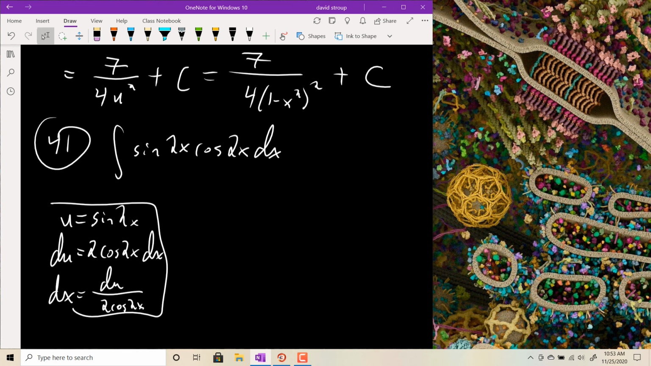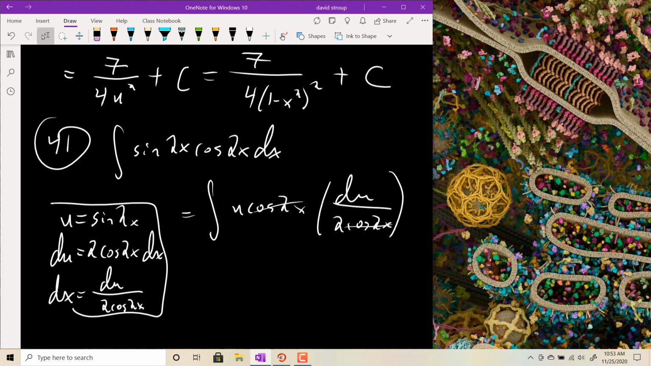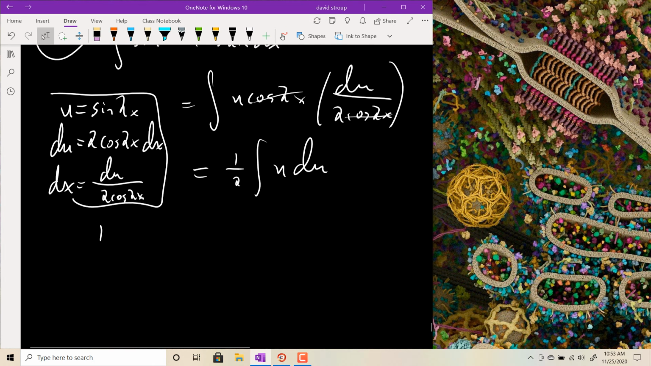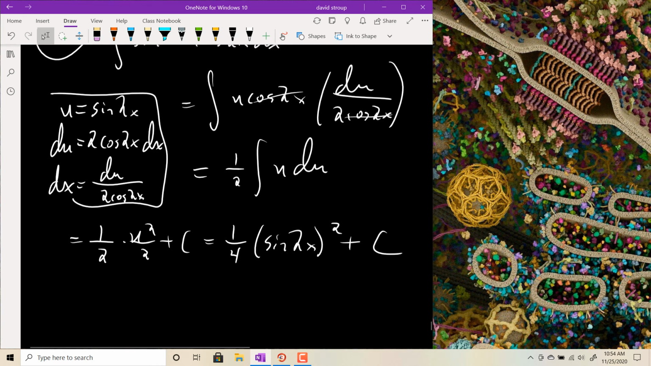So we end up with the integral of u times cosine of 2x times du all over 2 cosine 2x. Okay, so the cosines of 2x cancel. You can factor out the 1/2 and you get u du. Then it's just power rule and back sub. So you get 1/2 times u squared over 2 plus c. And then that equals 1/4 times sine of 2x squared plus c.